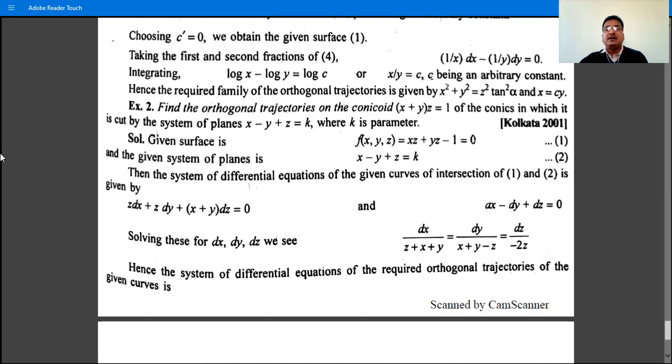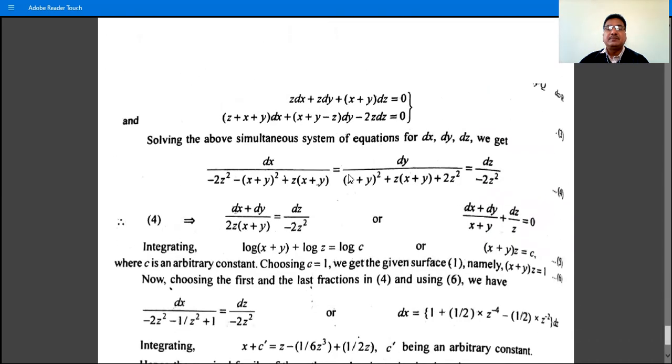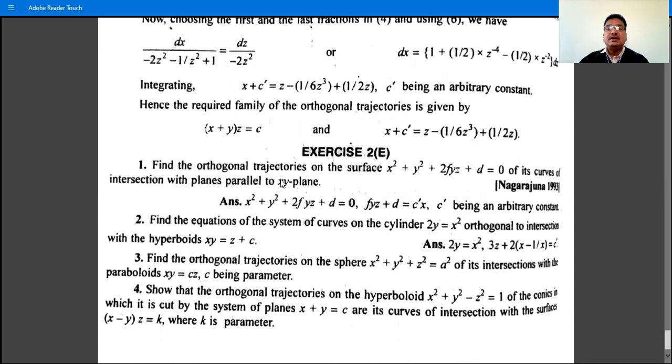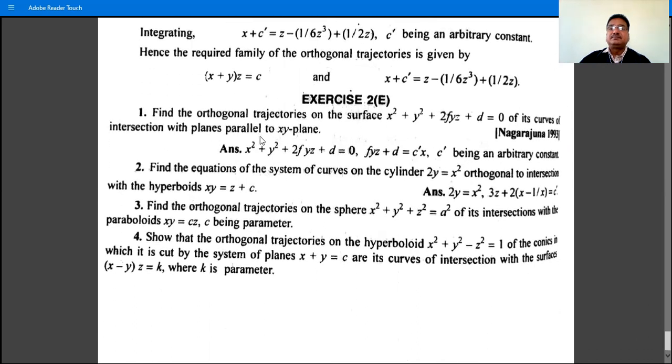The next problem is find the orthogonal trajectories on the conic x plus y z is equal to 1, of the conics in which it cuts the system of planes x minus y plus z is equal to k. So denote the equation of the surface by capital F and the equation of the curve by capital G, and solve by using the procedure. So we have this answer. Also these are some problems for exercise.